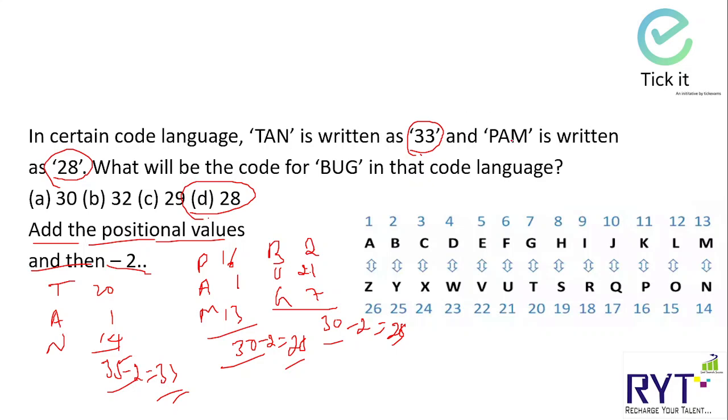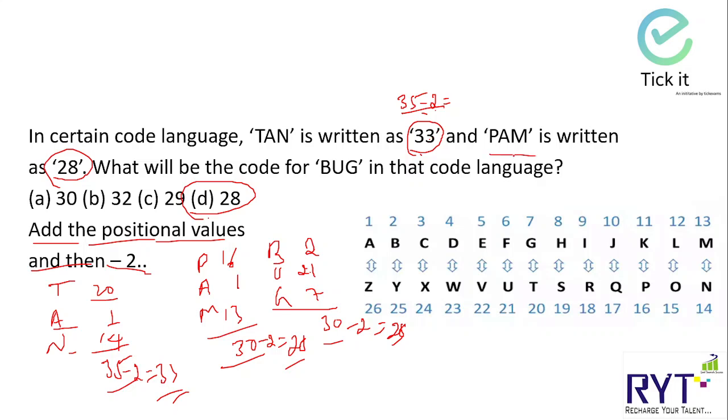TAN is written as 33. We know very well that T means 20, A means 1, N is 14. If we add all these numbers, we get 35. But it is written as 33. Please remember, they can write any number. So the logic here is the place values are added and then the value is subtracted by 2. So 35 minus 2 becomes 33.